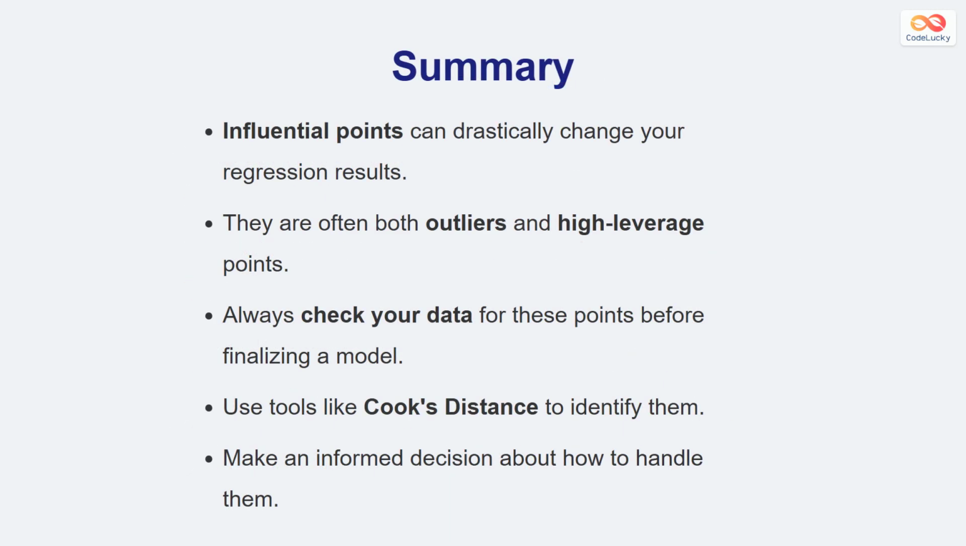To wrap up, remember that influential points can have a huge effect on your regression analysis. They are usually both outliers and high-leverage points. Before you finalize any model, you should always check for these points using graphs and statistical measures like Cook's distance. Understanding them is key to building accurate and reliable models.